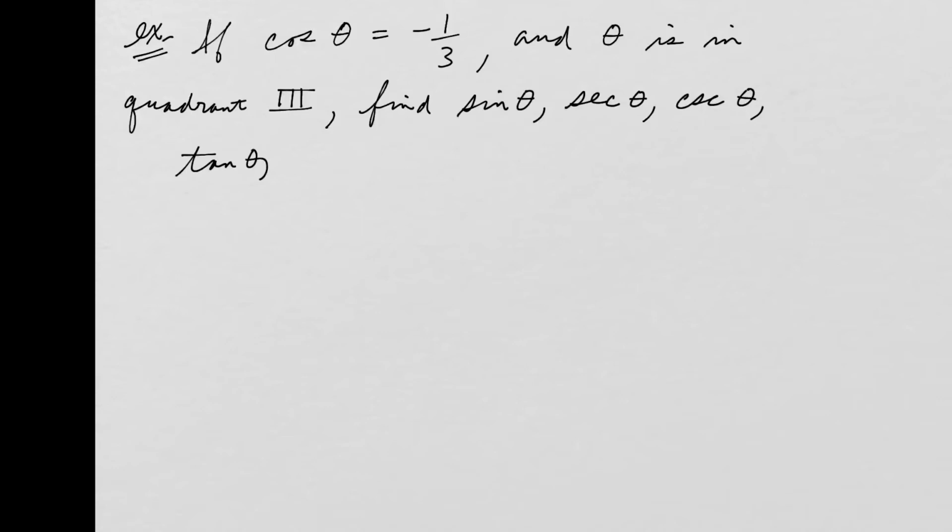Tan theta, and then what else? Cotangent of theta. Okay, so again, there's many ways you could do this. We're given one of the 6. We know cosine of theta is negative 1/3.